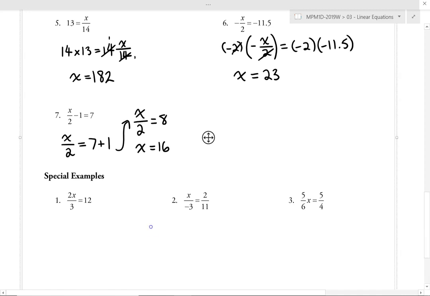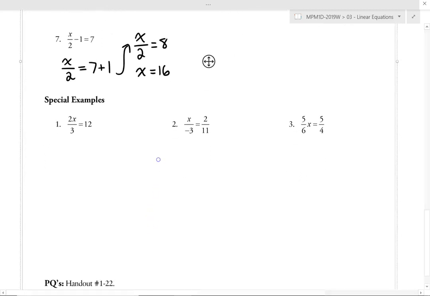So these examples down here are some special examples that I just want to end the lesson with. The first one, 2x over 3 equals 12. Well, this is a case where we have both division and multiplication with the variable on the same side, right? We have 2 times x, but all of that is divided by 3. And so really, what we can do is a little trick for this, and we can clear them out in the exact same swoop.